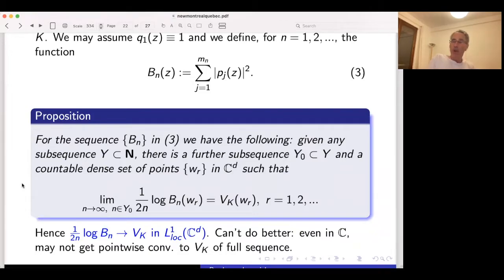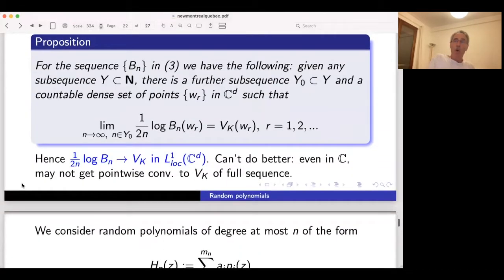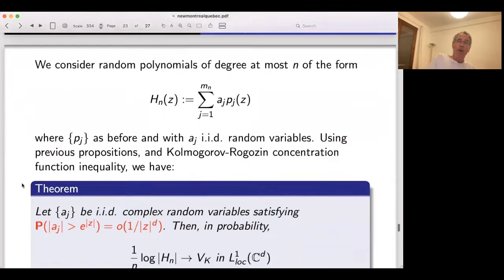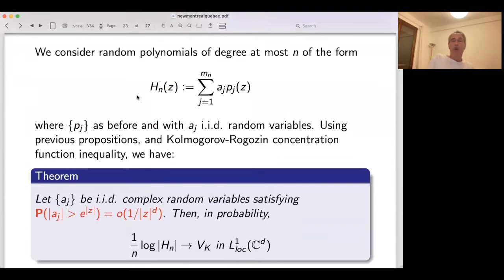So this is a deterministic result about the 1/2n log b_n's once you have an asymptotically Chebyshev family. Now, to put this together to get a probabilistic result, we're going to consider random polynomials. Our random polynomials h sub n of degree n will use these p sub j's, these normalized polynomials from the asymptotically Chebyshev basis. And the a_j's are, again, IID random variables.